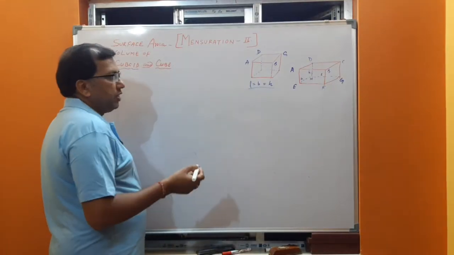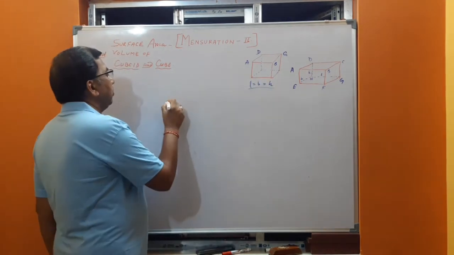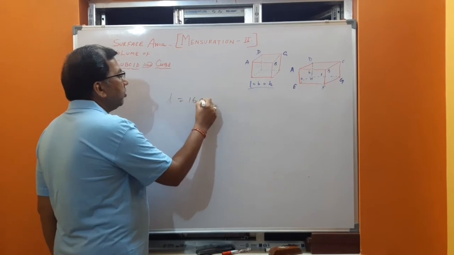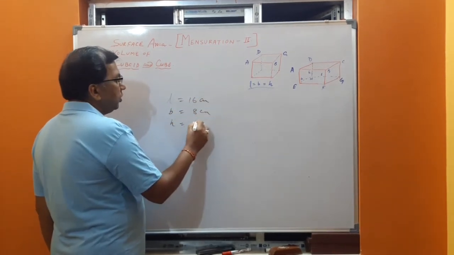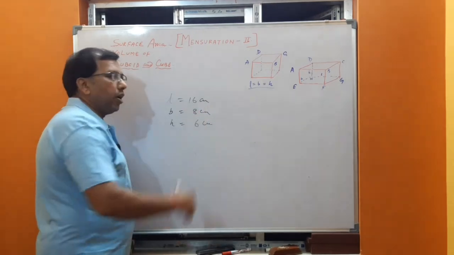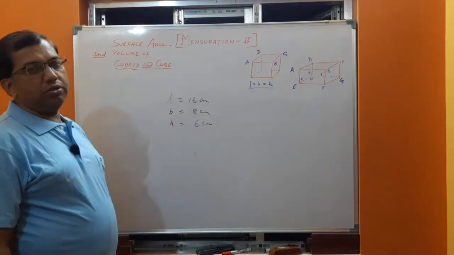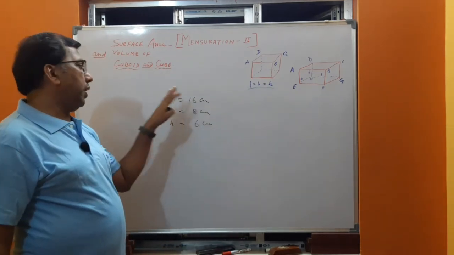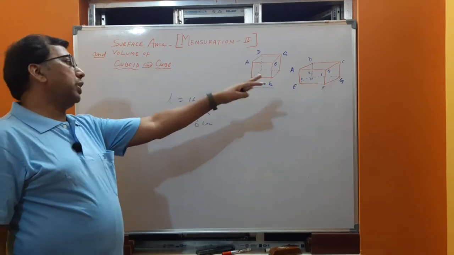You have to find out the surface area of a cuboid, a cubical box, whose length is 16 cm, breadth equals 8 cm and height equals 6 cm. You have to find out the total surface area. You have to paint a box whose length, breadth and height are given. In that case, you have to find out the total surface area.